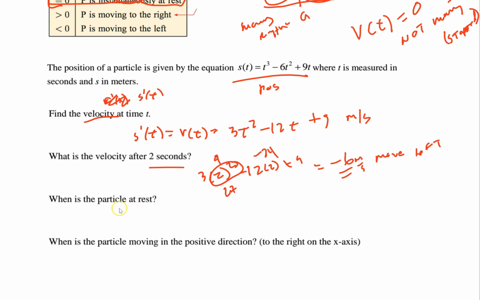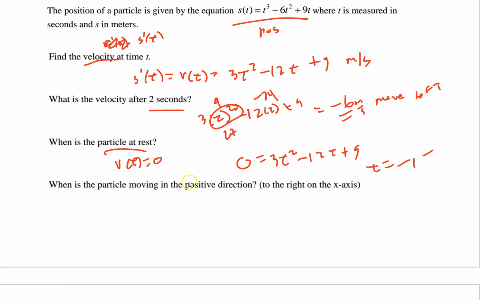When is the particle at rest? At rest means your velocity is 0. You're not moving. That's the key thing about this section, understanding the key vocab words. At rest means it's not moving, velocity 0. So you can set your equation equal to 0 and then solve it. To save you guys time, I'm not going to solve that, but that's all you do. Just go in there and solve it, and get your times when it's at rest.